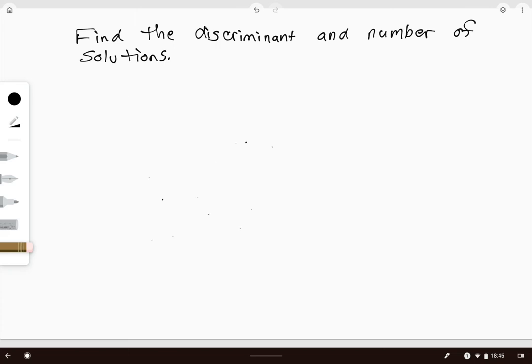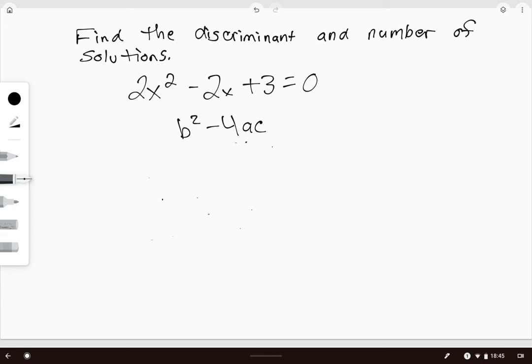All right, so for my final example, I'm going to have 2x squared minus 2x plus 3 equals 0. All right, so same thing. My discriminant is b squared minus 4ac. So I'm simply going to plug the numbers into this formula. So my b value is a negative 2. So I'm going to have negative 2 squared minus 4. My a value is 2. And then my c value is going to be 3.